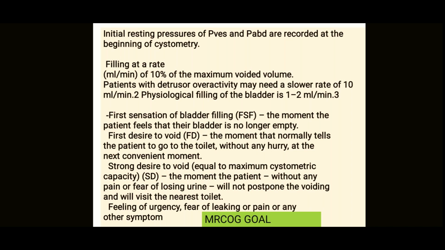What are we going to look for here in cystometry? We'll be seeing the first sensation of bladder filling, we'll be seeing the first desire when the patient feels like going to the toilet, and the last one is the strong desire to void. And then we'll see when the patient voids the urine, how the pressures will change.